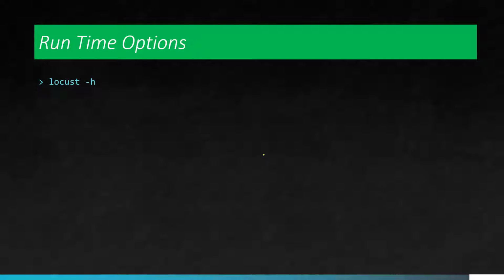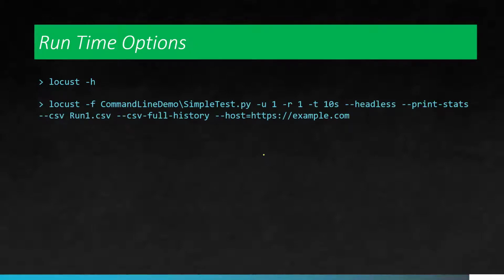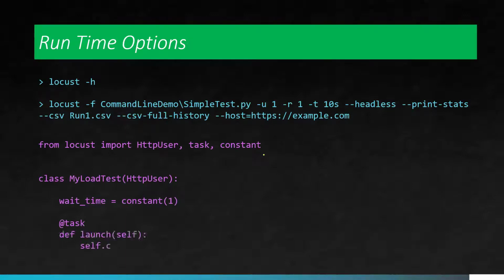First command you should be aware of is locust -h. This will list out all the available commands in Locust so that you can look it up for your reference purpose. Next is this command, which will be very helpful for debugging purpose, for smoke testing and other purposes. So here we are sending a command called -f with the path demo/simple test. Basically, we are telling Locust to run this particular script with just one user.